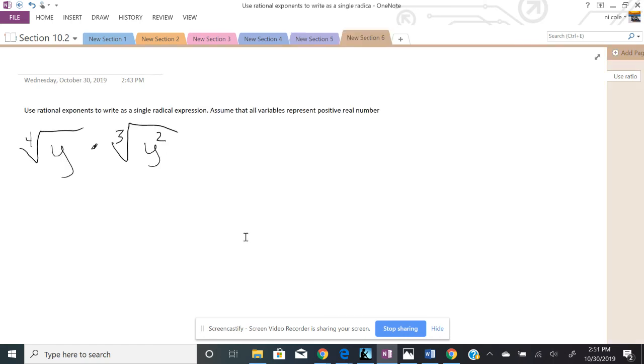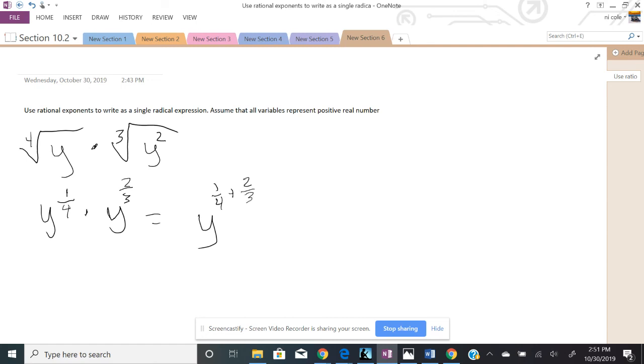And then you're going to get something like this. Use the rational exponents to write a single radical expression. Assume that all variables represent a positive real number. Okay, so I'm going to rewrite the fourth root of y. So that means it's y, I'm going to make my fraction over 4. What's my numerator? Remember, if there is no number, it's an implied 1. The denominator is the 3. The numerator is the 2. So that's the same as writing y to the 1/4 plus 2/3.